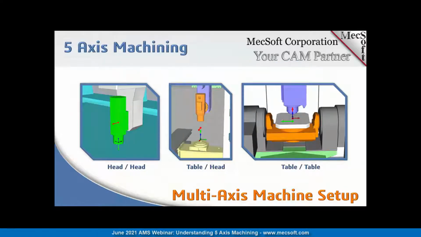Now, when you get to 5-axis, there are 3 different configurations that you can set up your machine for, and all of them relate to where the axes are located on your particular machine. On the left, we have a typical head-head configuration where the 4th and 5th axis are located in the head of the machine. In the middle, in the table-head configuration, you have the 4th axis on the table and the 5th axis on the head. And then on the right, you have a table-table configuration where both the 4th and the 5th axis reside on the table, and the spindle of the machine is doing the cutting.